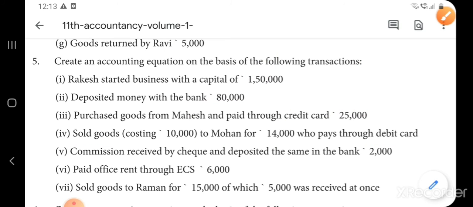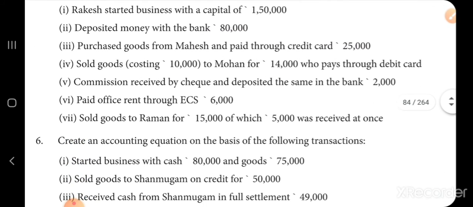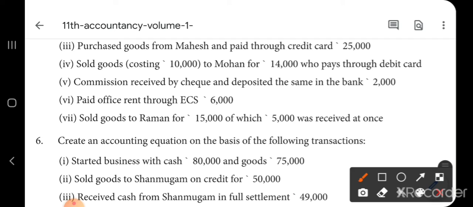Okay. Next one, commission received by check and deposit the same into bank. Commission received is an income, so you will show under the capital. You will add with the capital. And deposited the same into bank. So bank the amount is coming in. So bank will also increase and your capital will also increase to the extent of 2,000.